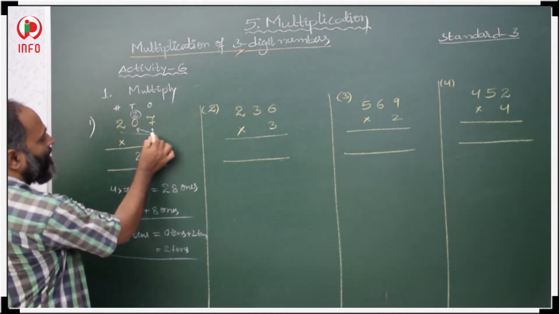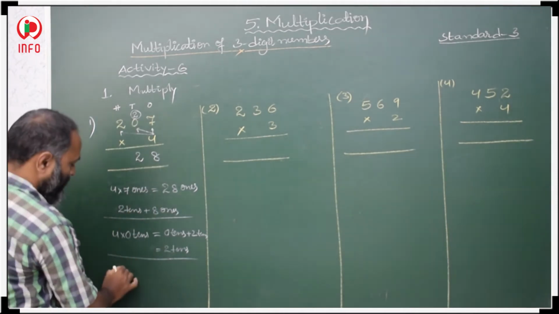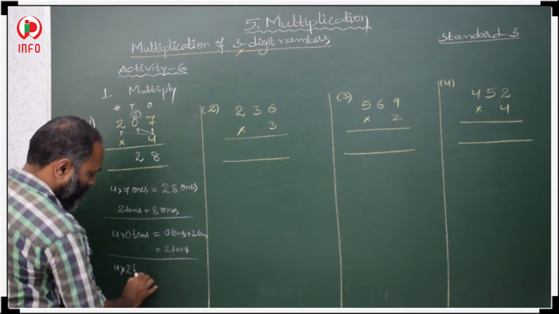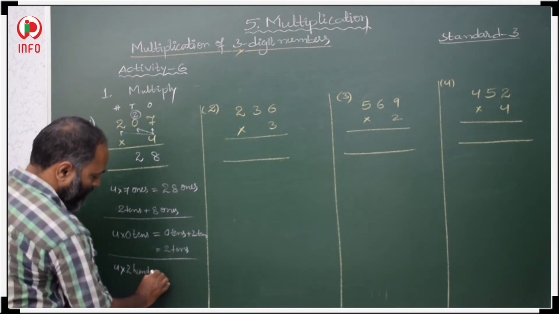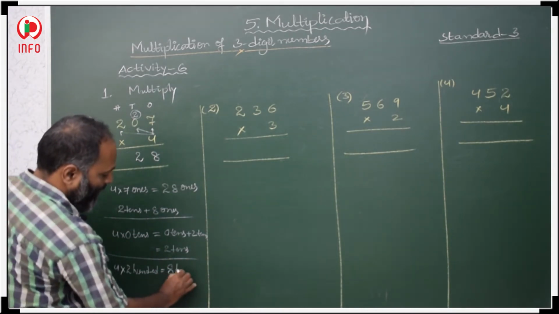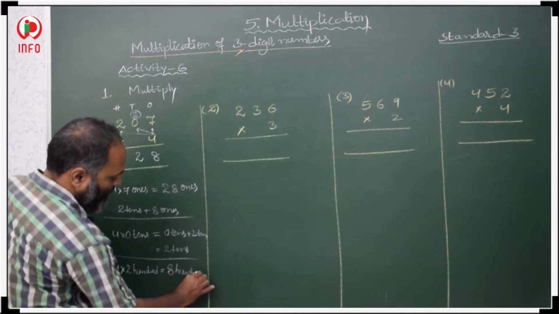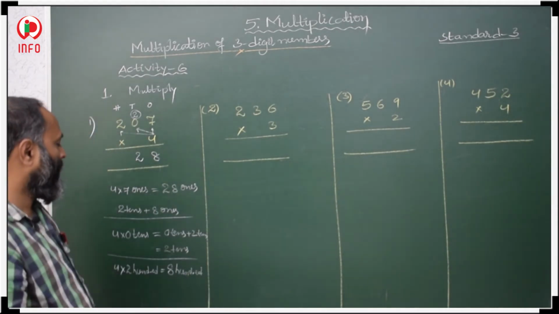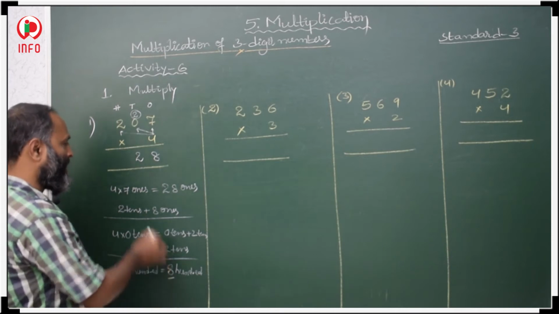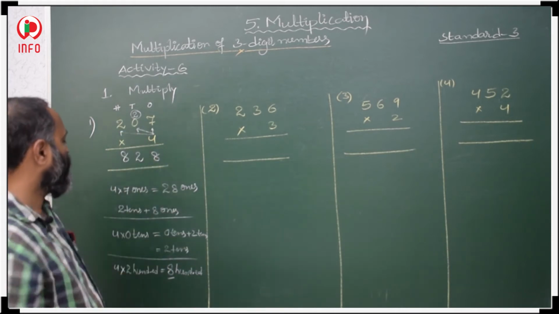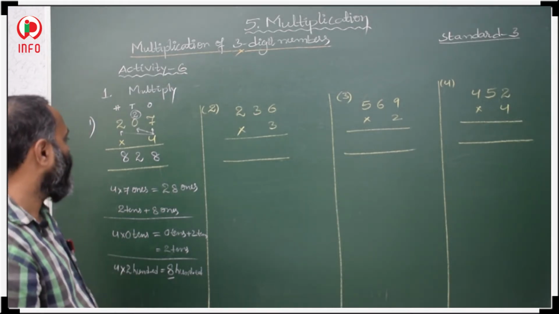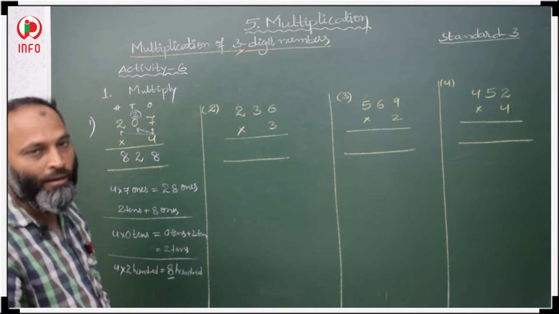Now hundreds. 4 with hundreds place. 4 with 2 hundreds. 4 twos are 8. 800. 800 means only a single digit number, no need to regroup. Then write this 8 in hundreds place. Then ones, tens, hundreds multiplication is over. Now 828 is our answer.